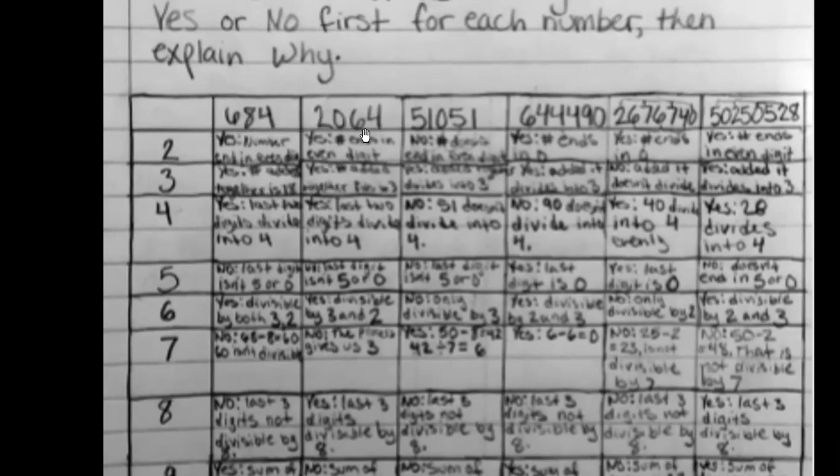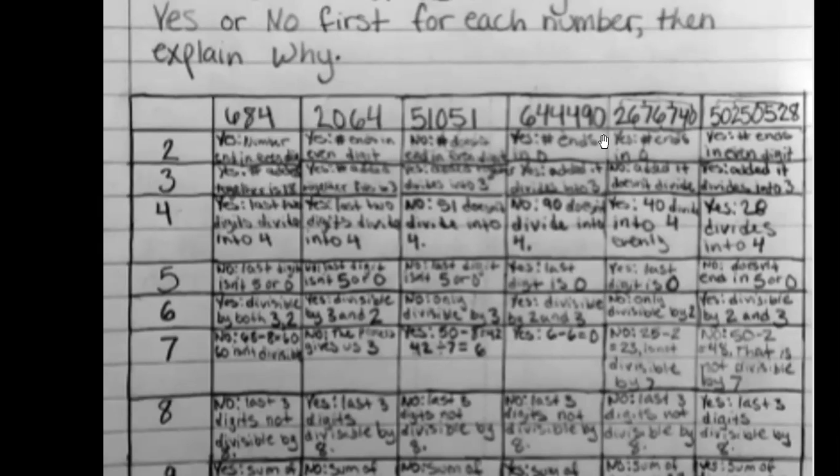So therefore, because whenever you divide 64 by 4, it's going to give you 16. So therefore, yes, you can. Now we move on to 51. Can you divide this number by 4? And no. So therefore, you can't.